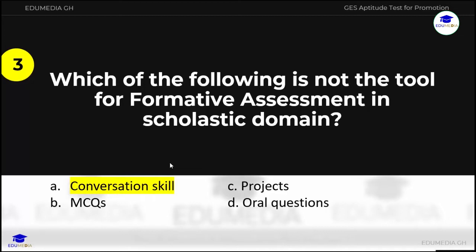Conversation skill. Formative assessment refers to the ongoing evaluation of students' learning and development, and it typically involves the use of various tools and techniques to gather data and provide feedback to the student. Conversation skills are important for effective communication and personal development, but they are not typically considered a tool for formative assessment in the scholastic domain. Common tools for formative assessment include the multiple choice questions, projects, oral questions, and other types of assessments that provide information on a student's understanding and progress.